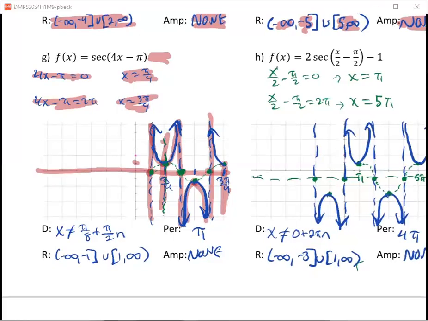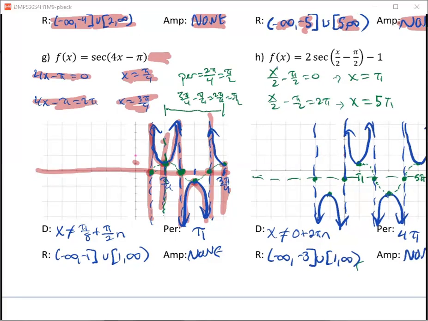Now our period, we can find algebraically as 2 pi divided by the coefficient b of 4, which is pi over 2. We could also find our period by saying, okay, what's the distance from pi over 4 to 3 pi over 4? 3 pi over 4 minus pi over 4 is 2 pi over 4, which is pi over 2. We can count boxes to show that's true as well.